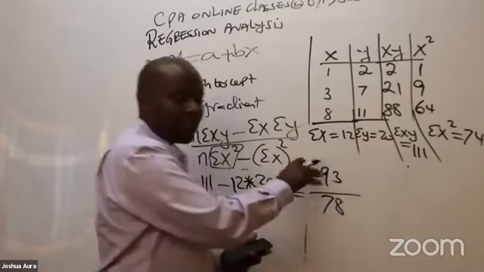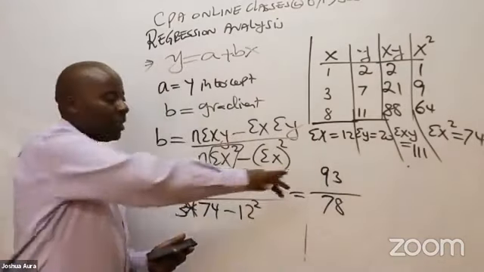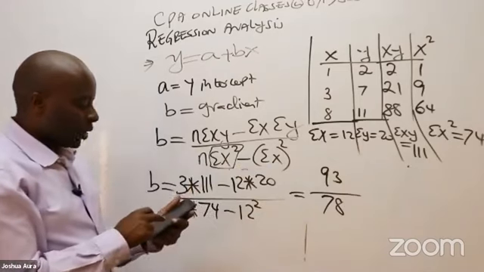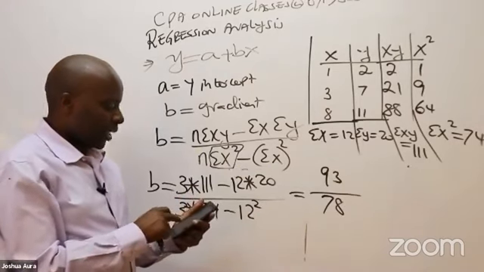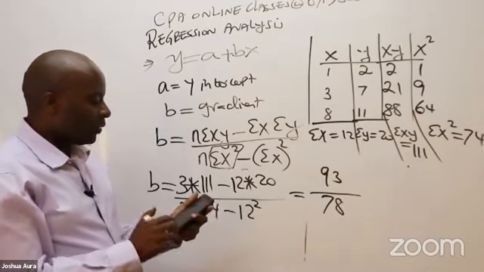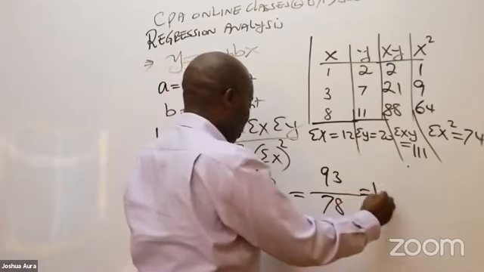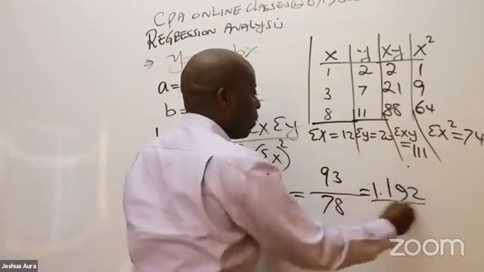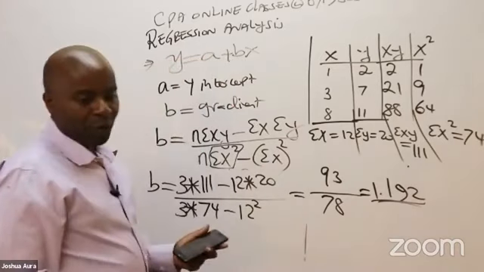It is the quotient that I want here. I want you to divide this for me. So this is 93 divided by 78. 93 divided by 78 gives me 1.192.